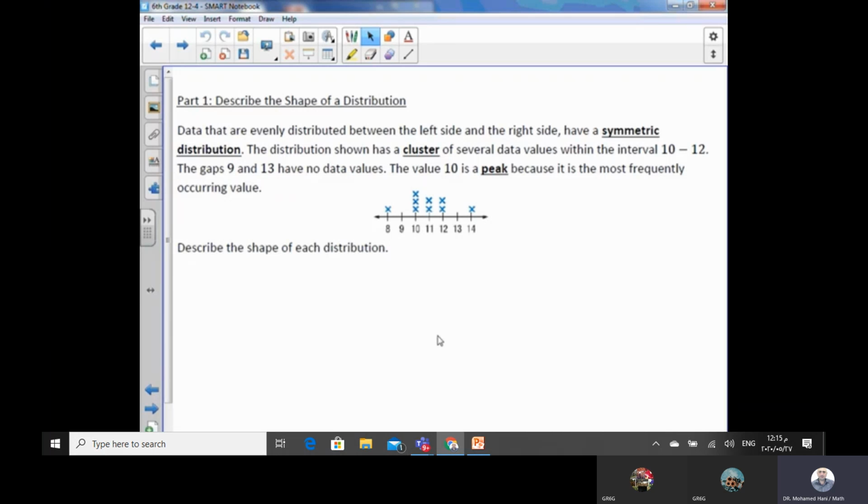The distribution shown has a cluster of several data values within the interval 10 to 12. So here, between 10 and 12, most of the data is clustered. The gaps 9 and 13 have no data values. So there's a gap between 8 and 10 and a gap between 12 and 14. The value 10 is a peak because it is the most frequently occurring value.